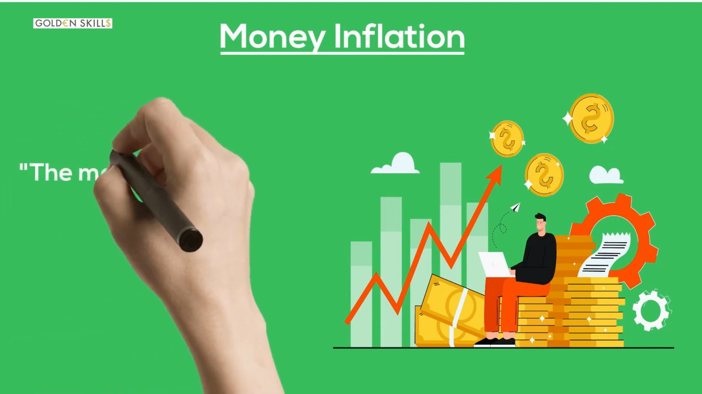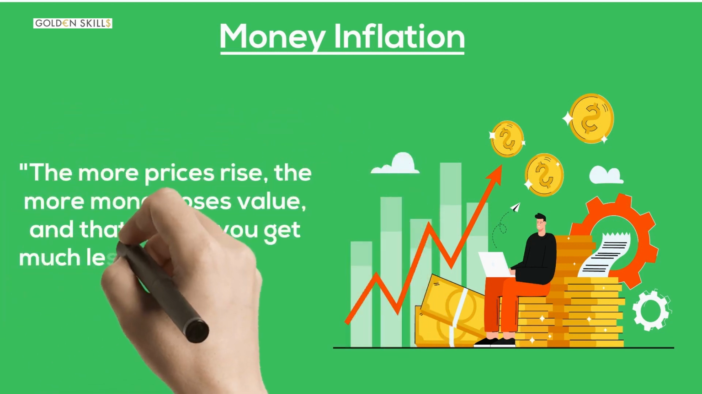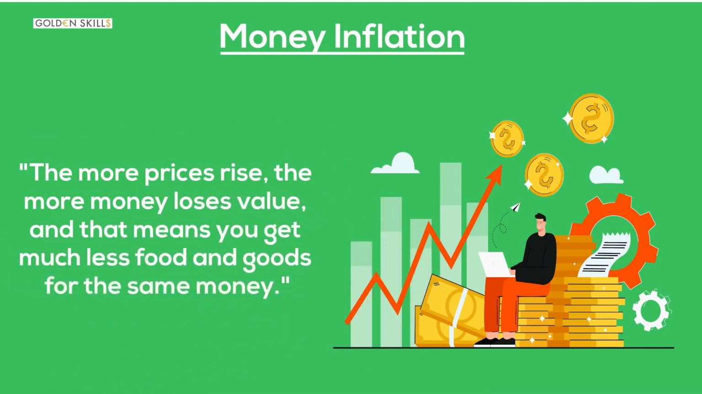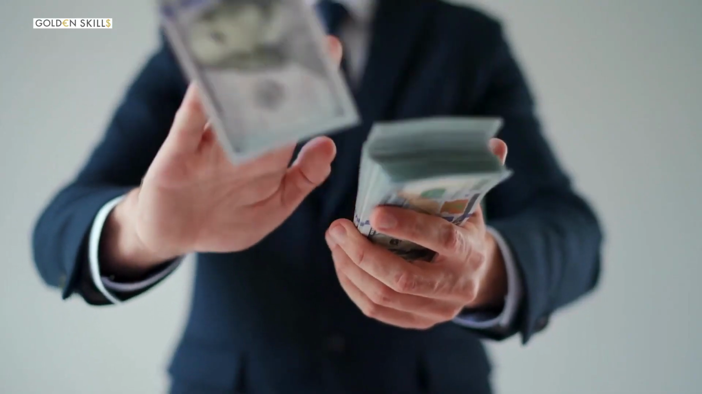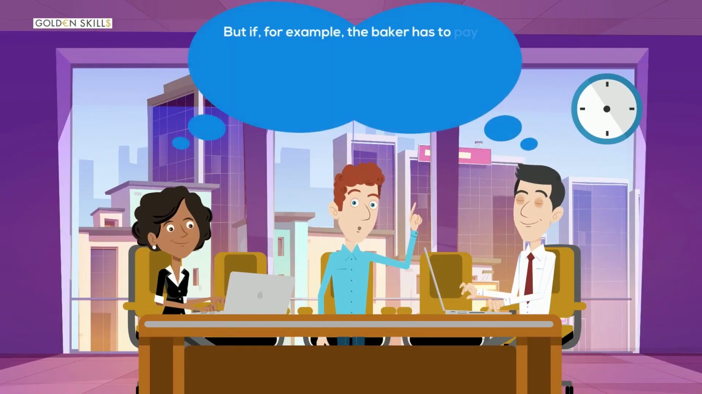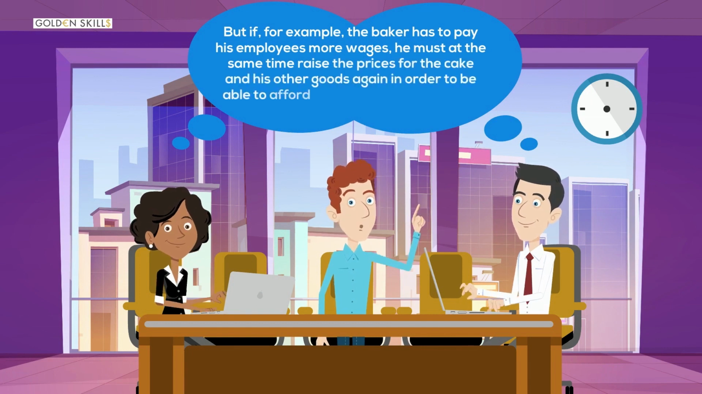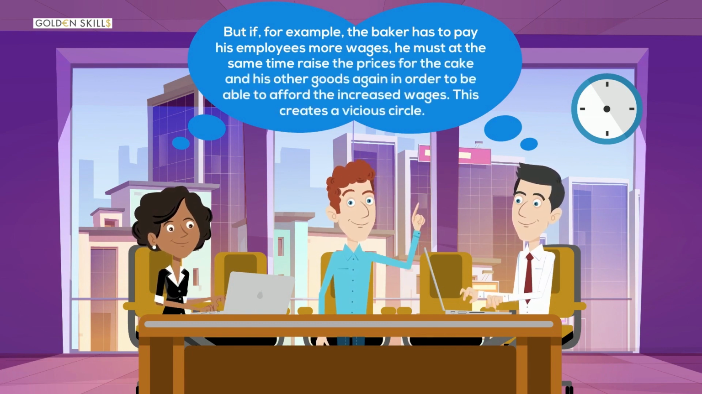The more prices rise, the more money loses value, and that means you get much less food and goods for the same money. That's why people want more wages, so that they can buy more again. But if, for example, the baker has to pay his employees more wages, he must at the same time raise the prices for the cake and his other goods again in order to be able to afford the increased wages. This creates a vicious circle.